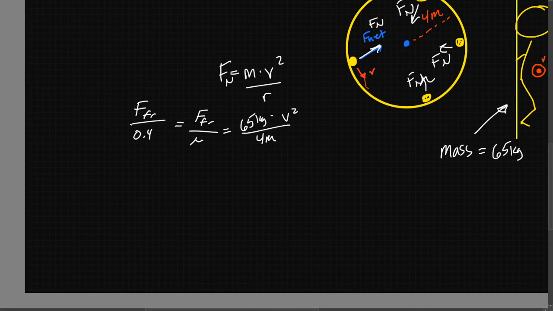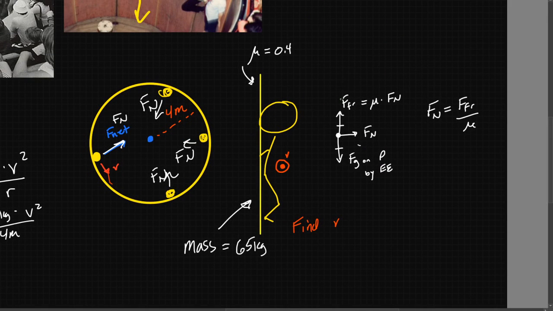So we know that our force of friction divided by 0.4 will give us the value of our normal force, and we know our normal force is what's keeping us in its circle, so it must be equal to this. Now we still have two unknowns, force of friction and the 0.4. But looking over here, we know that the force of friction has to balance out with the force of gravity.